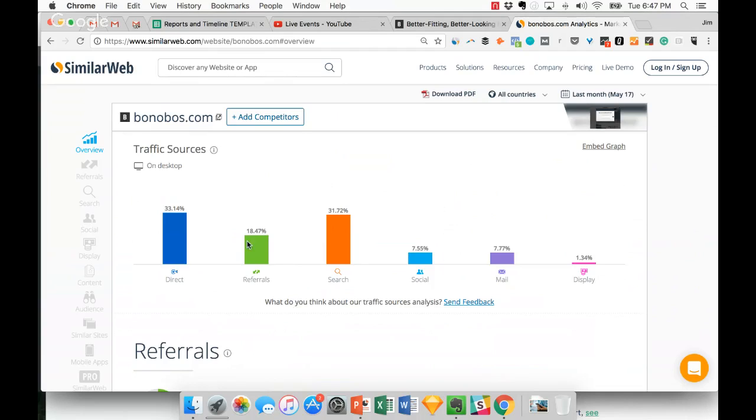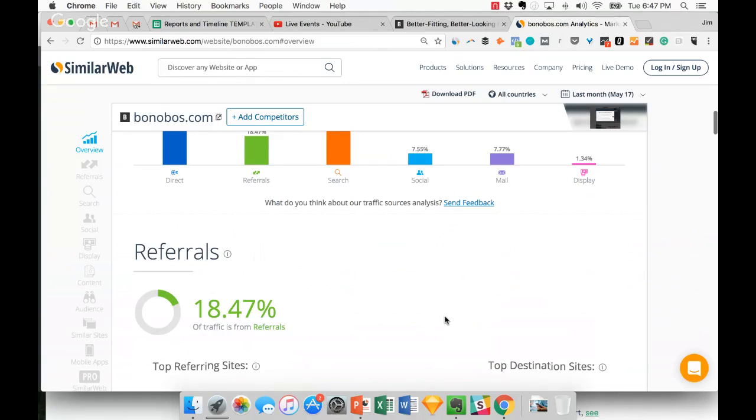They have a lot of links across the web, whether it's GQ or Business Insider or whoever's talking about them. Other websites are giving them links. And then social is 8%. So my next question is, what social channels are working for them?